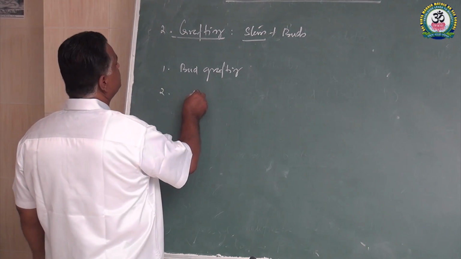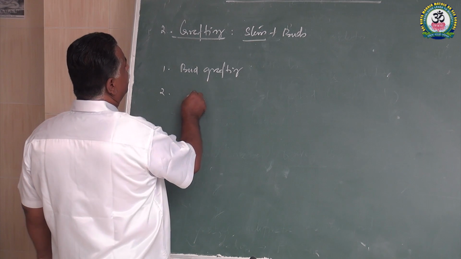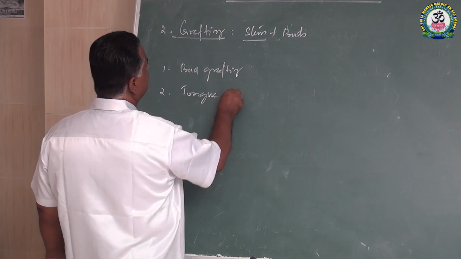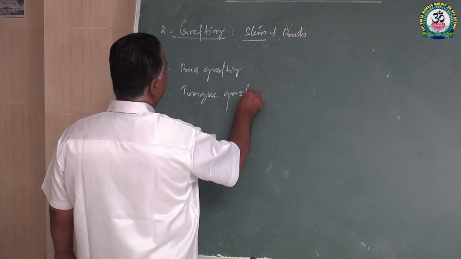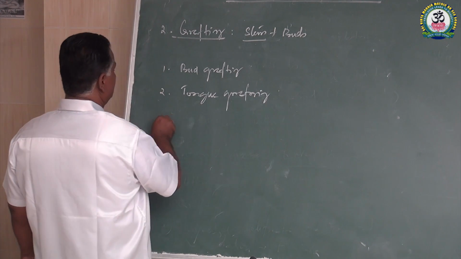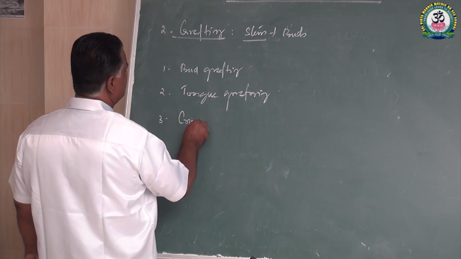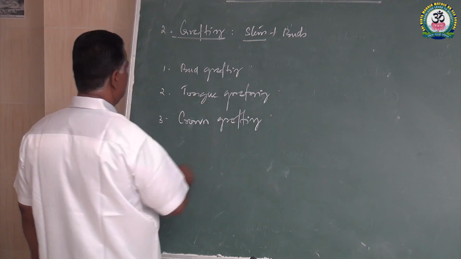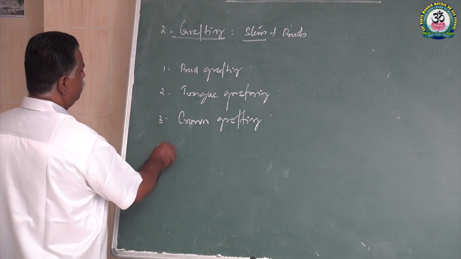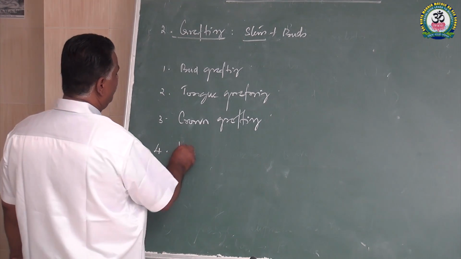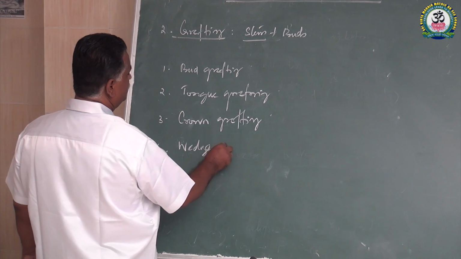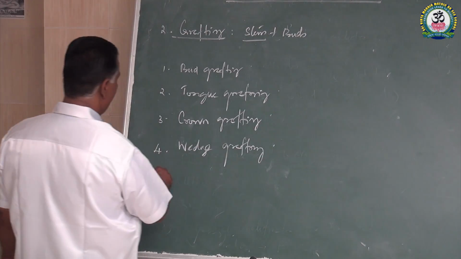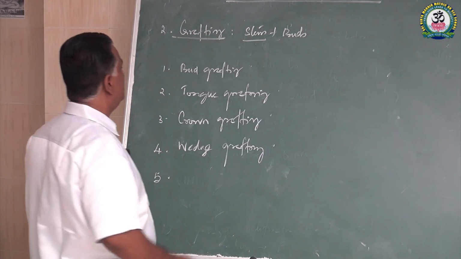Second is tongue grafting. Third is crown grafting. Fourth is wedge grafting, and fifth is, we'll tell afterwards, bud grafting.